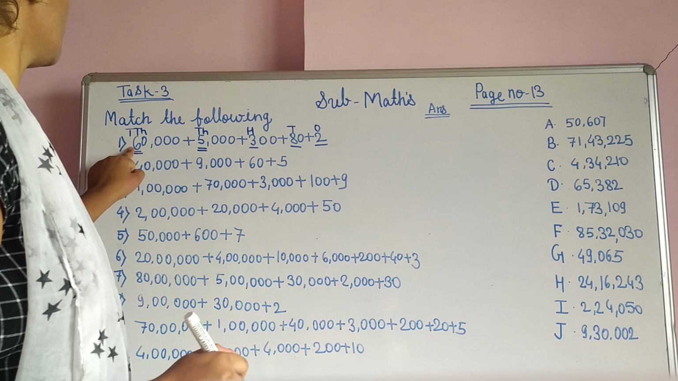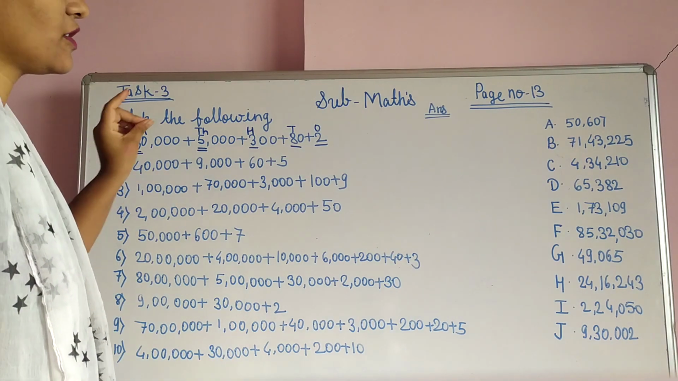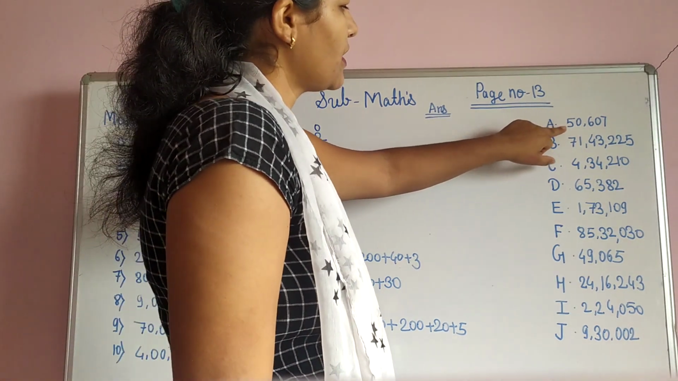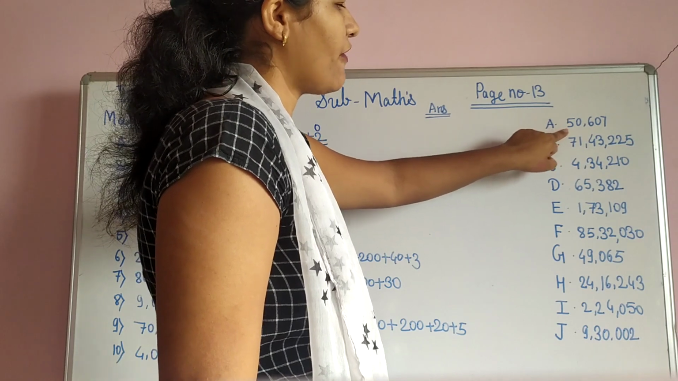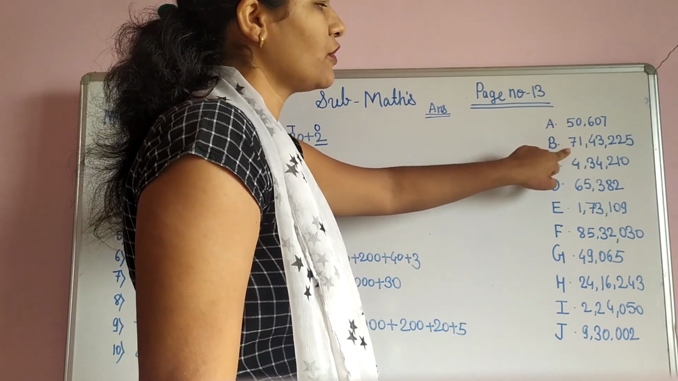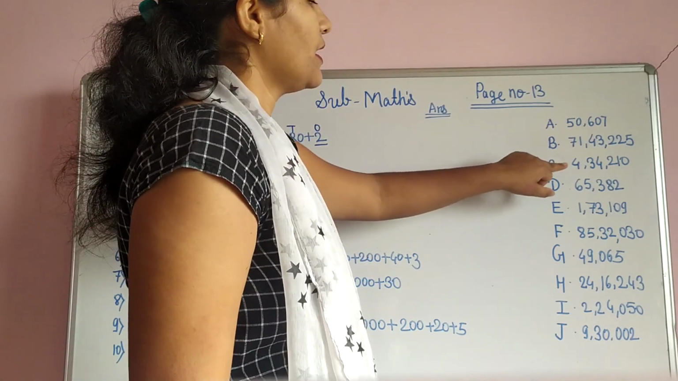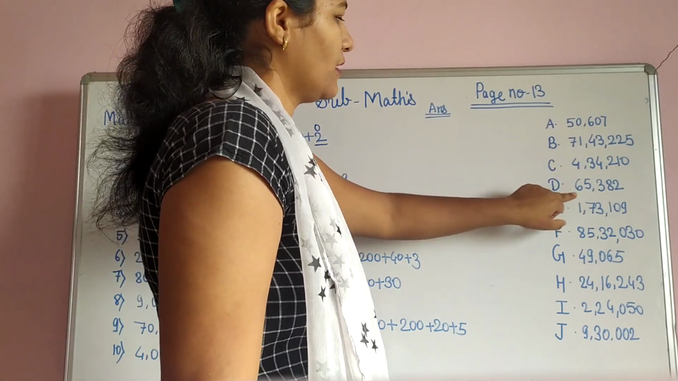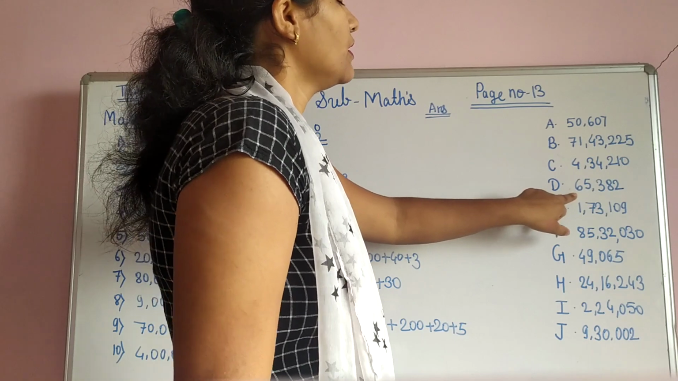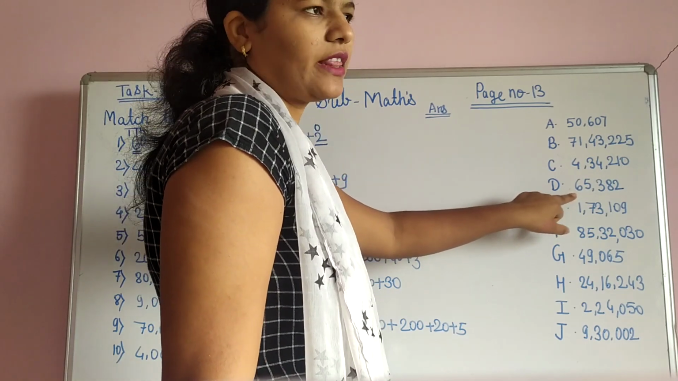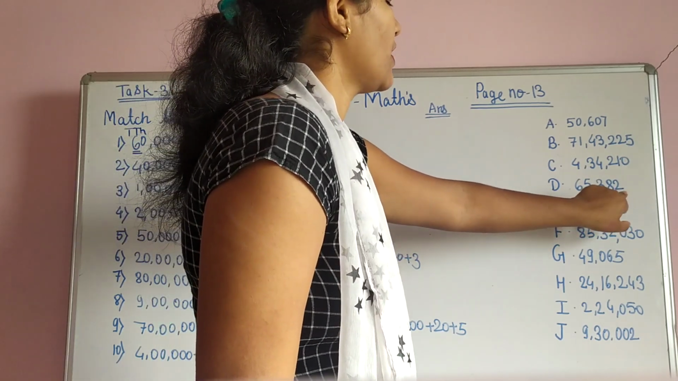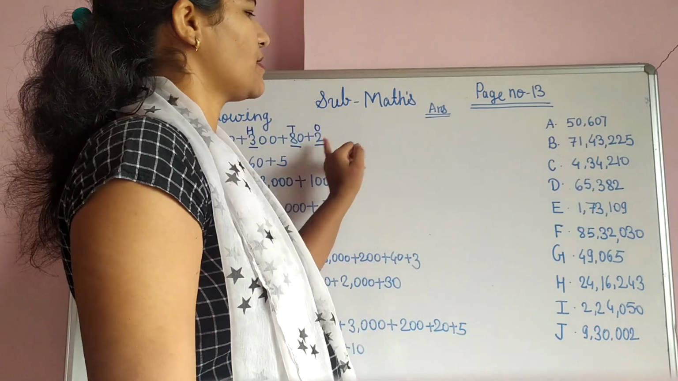See, first we want 6 on the 10,000 place. So here, is 6 on the 10,000 place? No, here it is 5. In the next one it is 7, but on which place? The 10 lakh place. We want it on the 10,000 place. Next, is it there? Yes, student. So here it is 6 on the 10,000 place. See, 2 on the ones place.